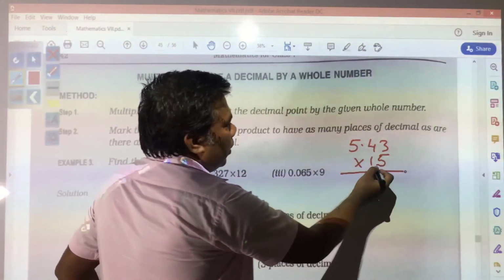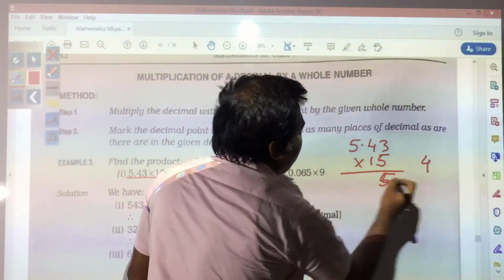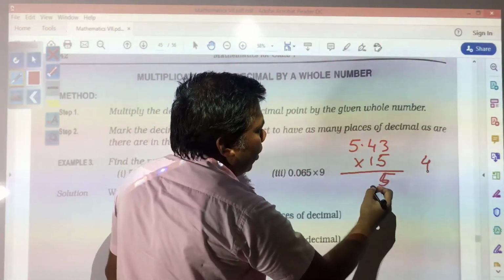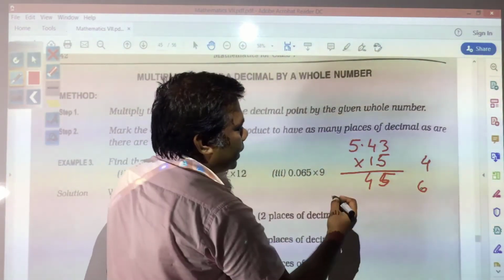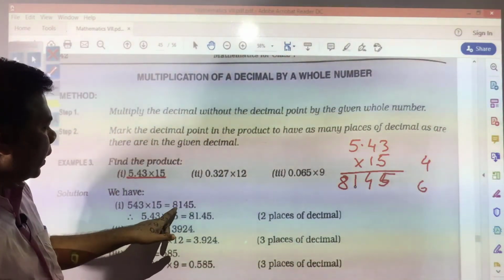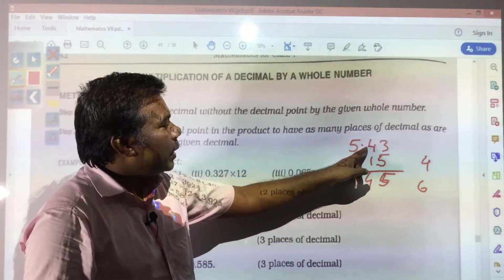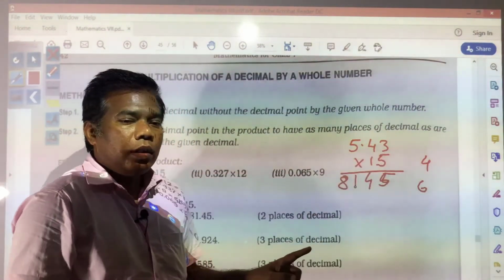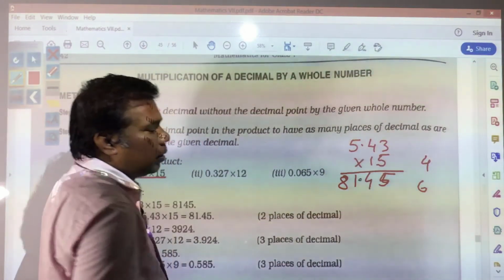First you multiply this: 15 threes are 45, 15 fours are 60, 60 and 4, 64, and 15 fives are 75 and 6, 81. So, what have you got? Multiplying, you have got 8145. Now, you see after the decimal how many digits you have? After the decimal you have 2 digits. So, from the right side you count 1, 2 and then you put the decimal.